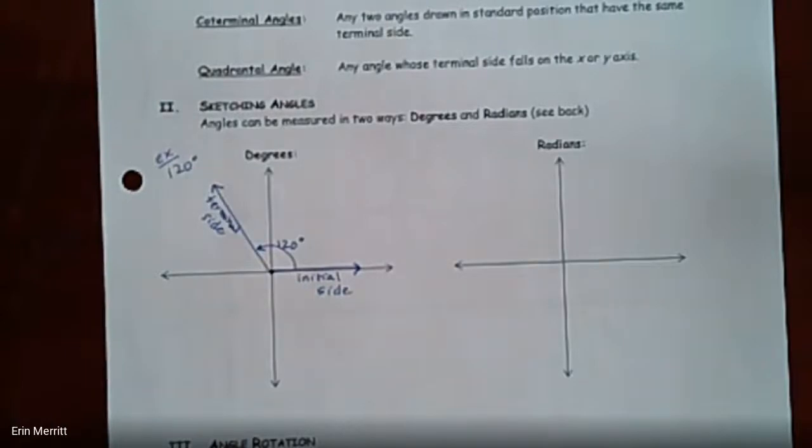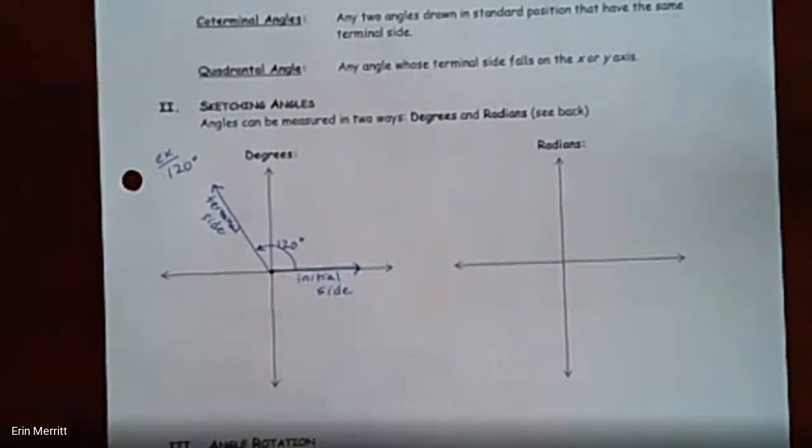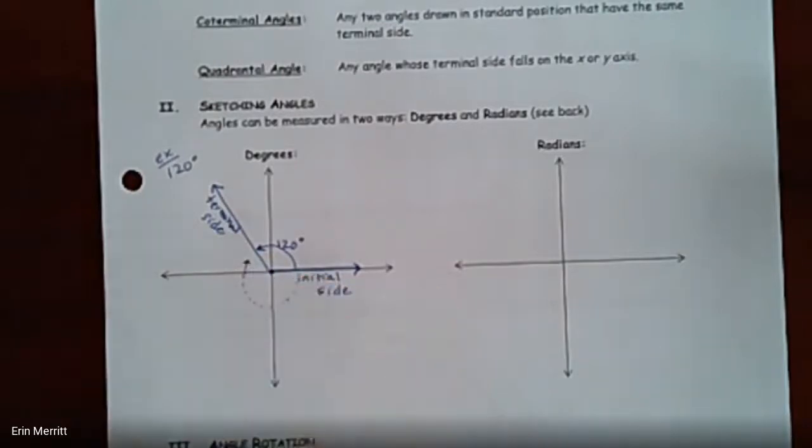One vocab term that gets brought up every now and again is called co-terminal. If you think about that, you're sharing that terminal side. So an example of an angle that is co-terminal with the angle that we just drew, maybe I would rotate the opposite direction. So maybe I would rotate going this way and stop at that same point.